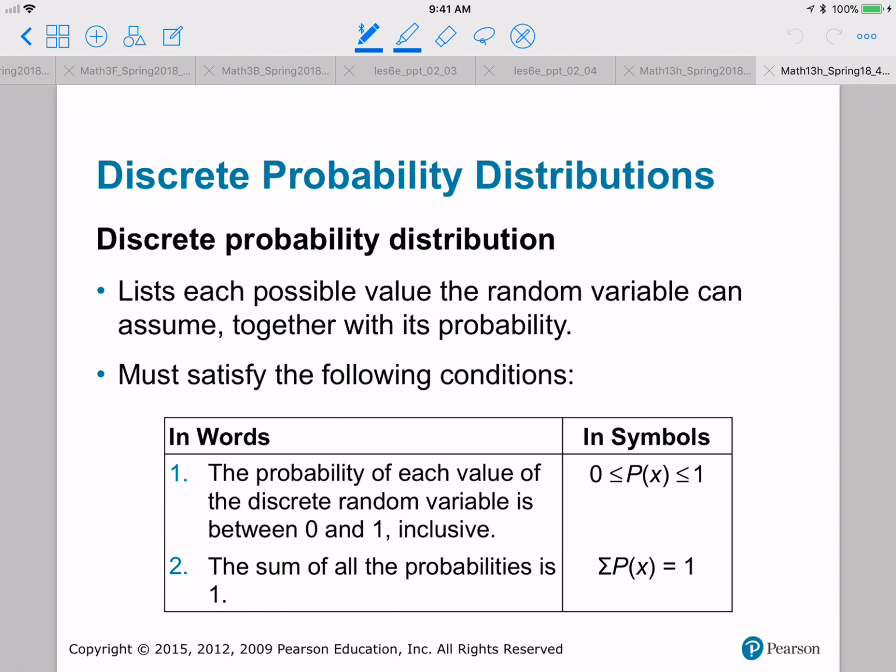All right, so let's go to our discrete probability distributions. Here's the deal with discrete probability distributions. The sum of the probabilities always has to be equal to one. That's going to ensure that you've taken into account every likely outcome. Another thing is that each probability has to be between 0 and 1. So you can't have a probability that's a negative number. You can't have a probability that's 2.5, right? Every probability has to be in between 0 and 1, because probabilities have to be in between 0 and 100%.